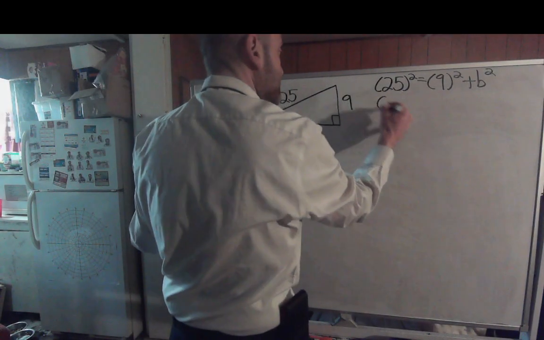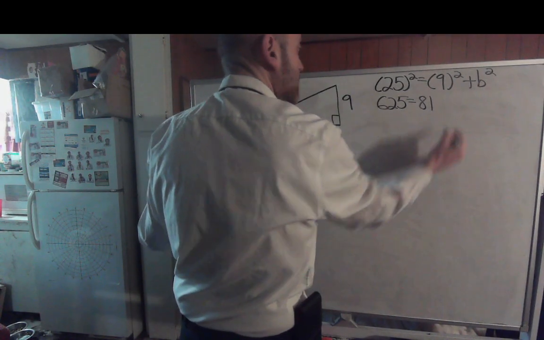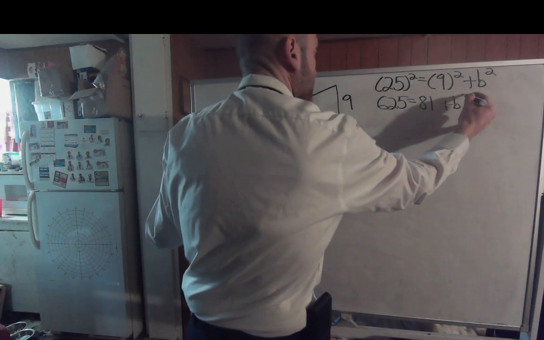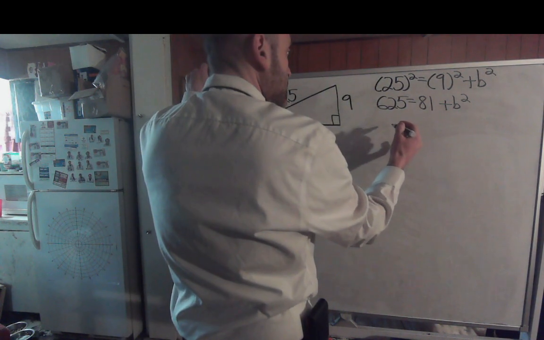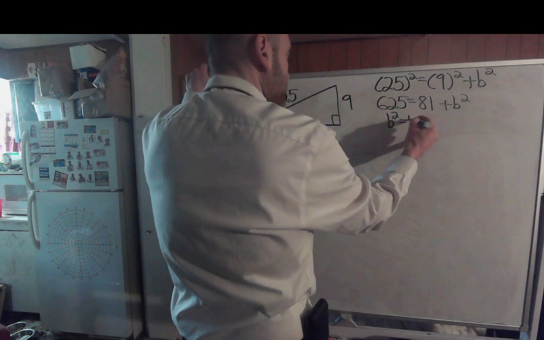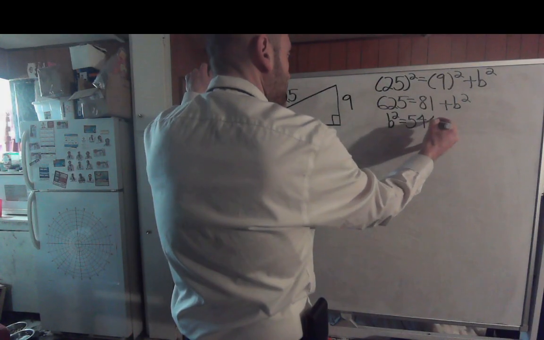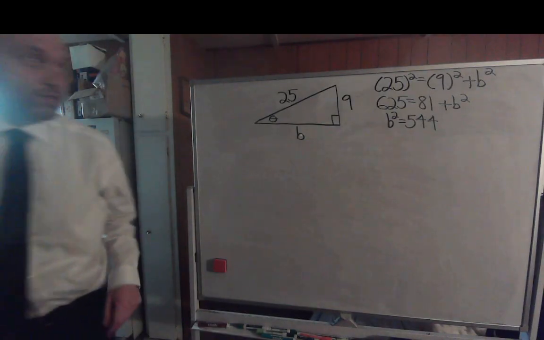So that means 625 would equal 81 plus b squared, which should then mean that b squared equals 544. Now let's see if 544 breaks down any further.